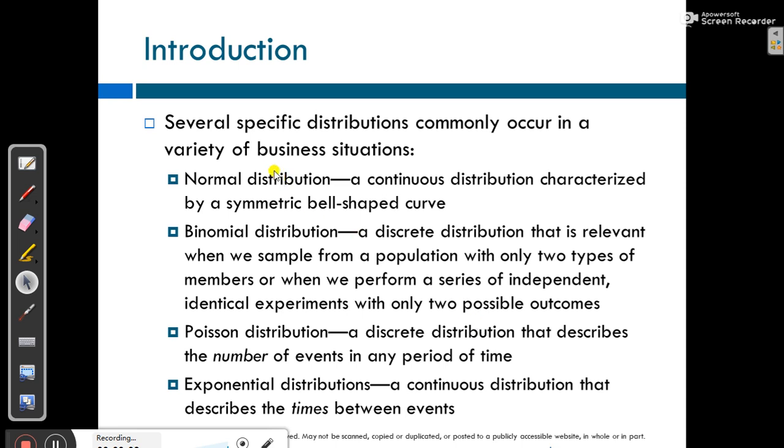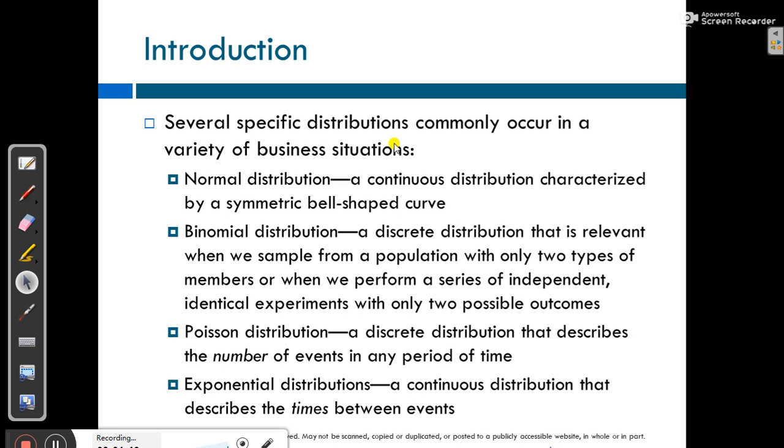Several specific distributions commonly occur in a variety of business situations. Here we are dealing with business problems, but you can think these distributions can occur in various types of fields also. Normal distribution is a continuous distribution characterized by a symmetric bell-shaped curve, and the second one, binomial distribution, is a discrete distribution.